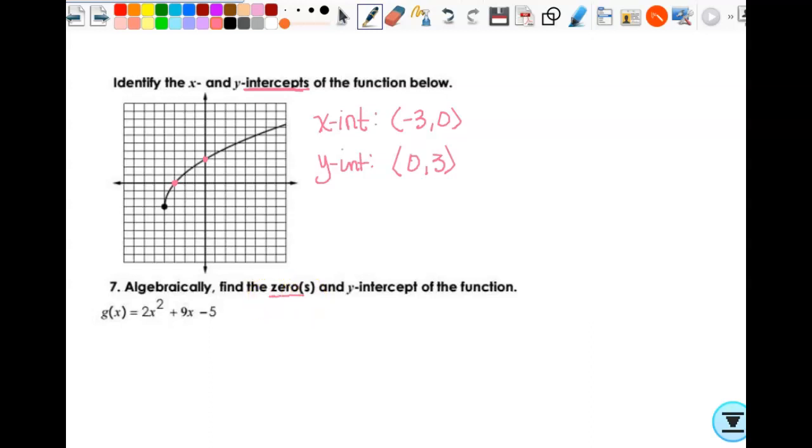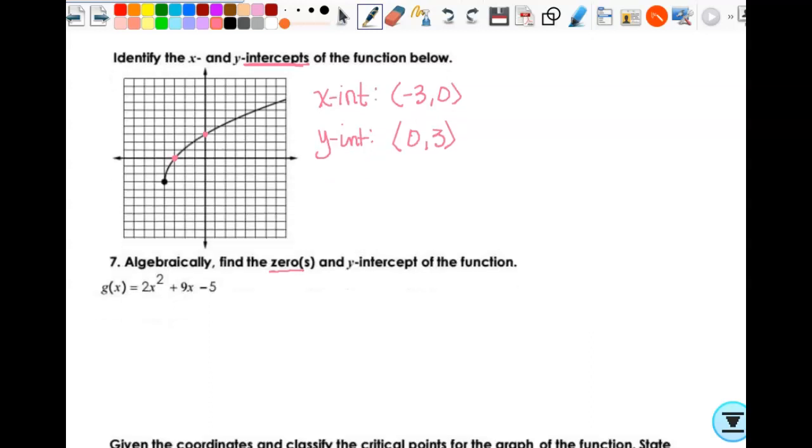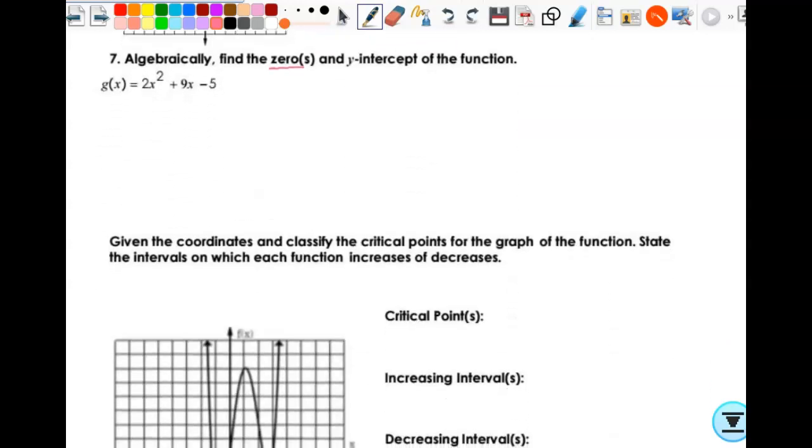So it says algebraically find the zeros and the y-intercept of the function. Well, guess what, you have to be able to do this? You have to be able to factor. Okay, so we're going to factor. There is no GCF. A is not 1, so 2 times -5 is -10. So I need two numbers to multiply to give me -10, combined to give me 9, so I can split that middle term. I get 2x squared plus 10x minus x minus 5.